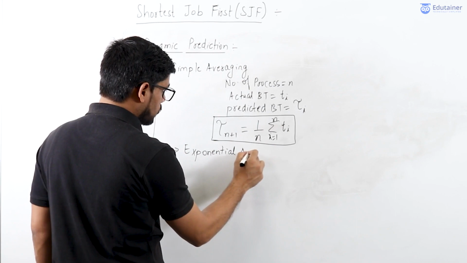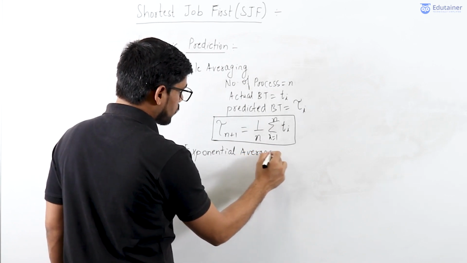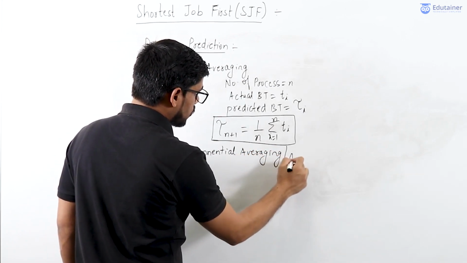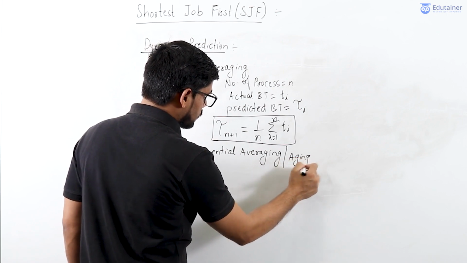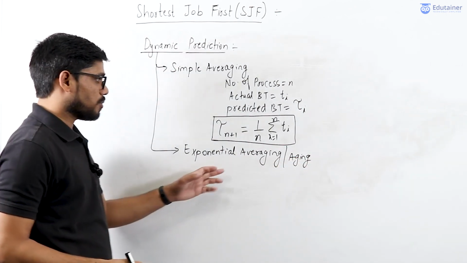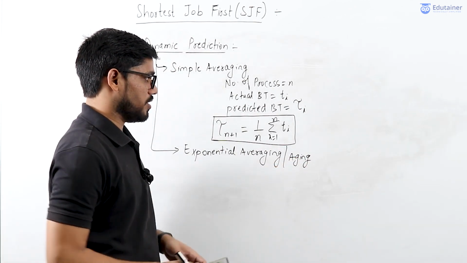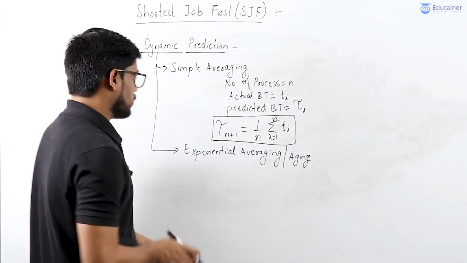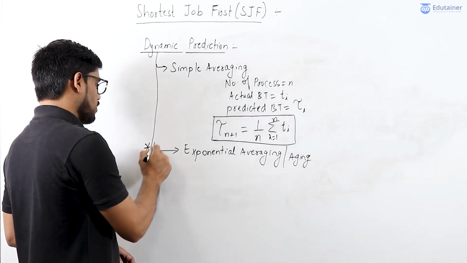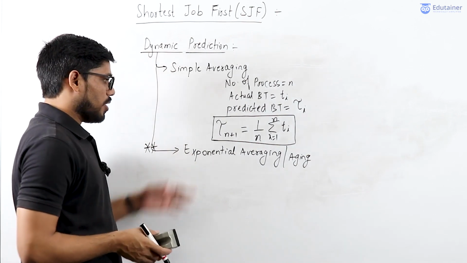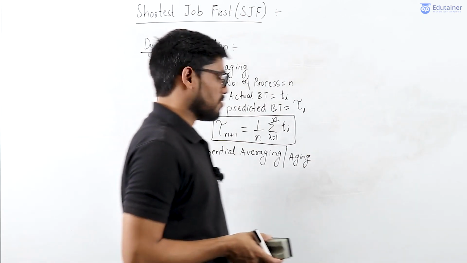Now the next one is exponential averaging, or it is also called aging. So it has two names: aging or exponential averaging. It is the most important compared to the other prediction techniques. It will be asked in GATE exams frequently.